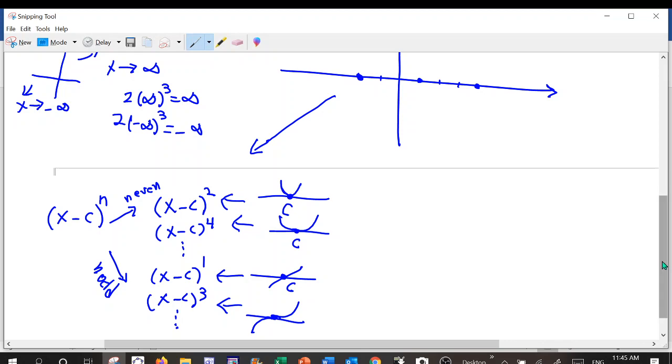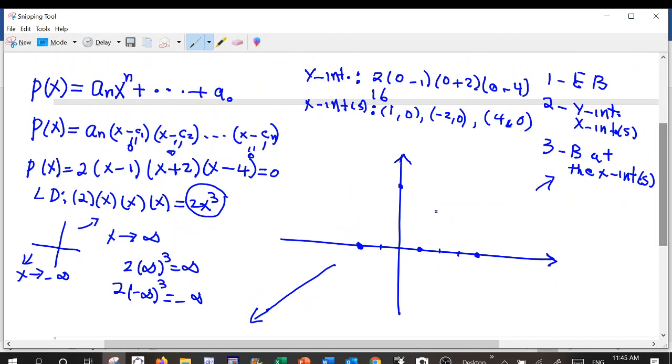So that's how it behaves at the x-intercept. Let's go back here, and you see that here the x-intercept is negative 2, which is this one. Now all of these are to the first power, so that means at these points we just have crossing. It crosses, and then has to go here, and it crosses, and has to go there. That's the best we can do with algebra.